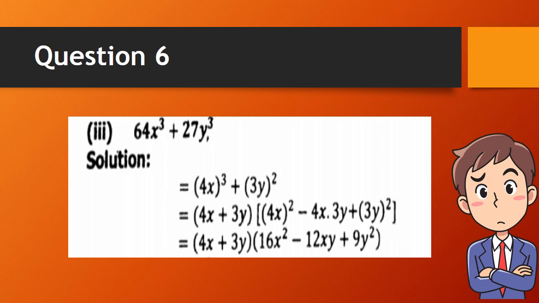Part number 3 is quite similar to the previous one. So you have 64x cube plus 27y cube. So instead of 64 you can write (4x) whole cube, and 27 can be written as (3y) whole cube. So now it will complete the formula of (a plus b)(a square minus ab plus b square). So instead of a you can write 4x, and instead of b you can write 3y. So you have (4x plus 3y) into (16x square minus 12xy plus 9y square).